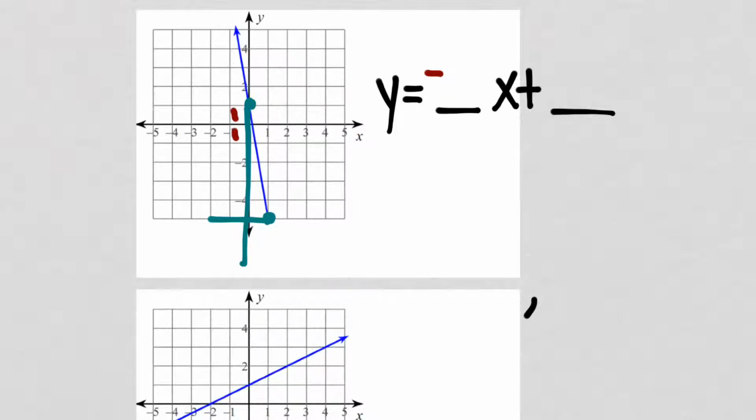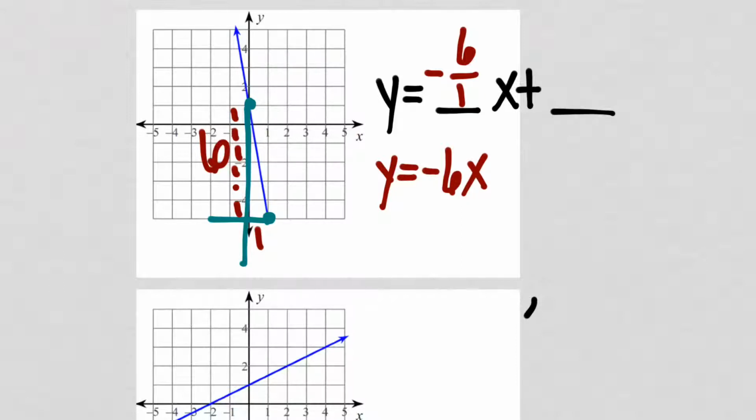1, 2, 3, 4, 5, 6. So I have 6 on my up and down. So my top number is going to be a 6. How far did I go over? 1. I can rewrite this as y equals negative 6x as well.